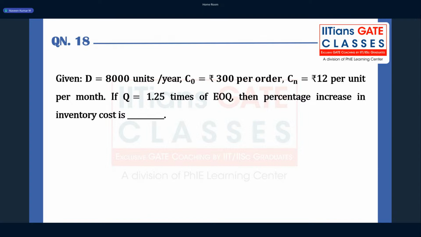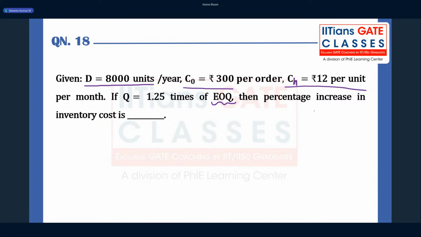So let's write what is given. D is given, demand. This is demand. This is ordering cost, and this is H. This is holding cost, right? And this is per month. Everything is given. So Q is some quantity which is equal to 1.2 times quantity of EOQ. Then the percentage of increase in cost. Simple, very simple, right?